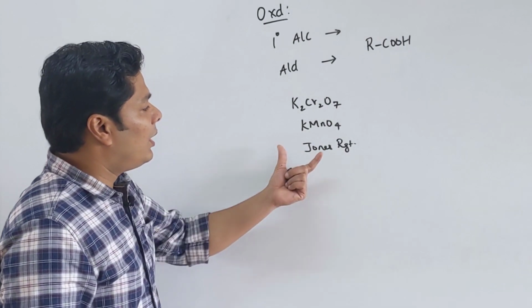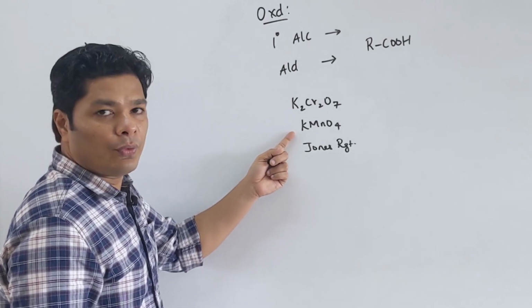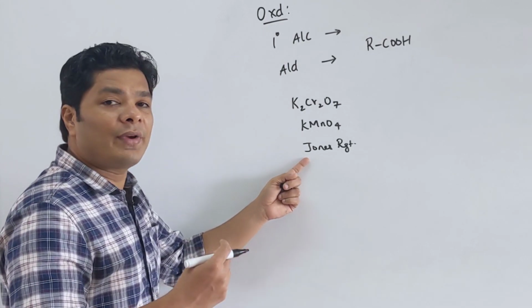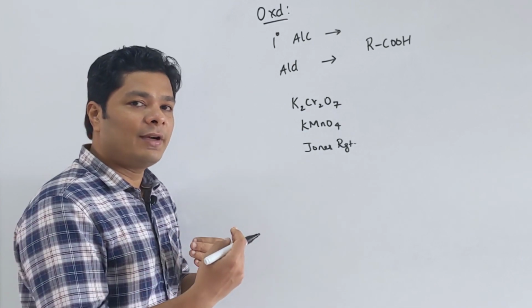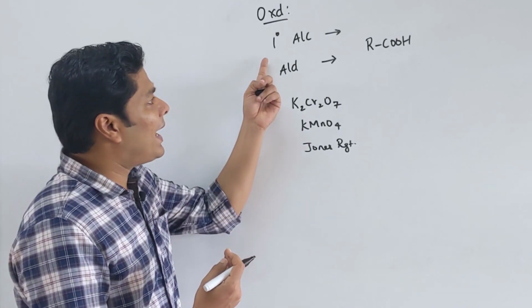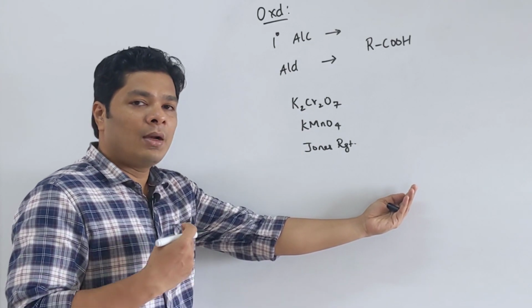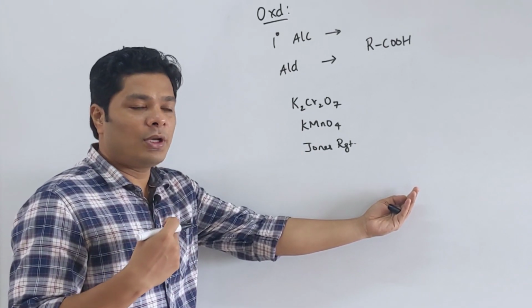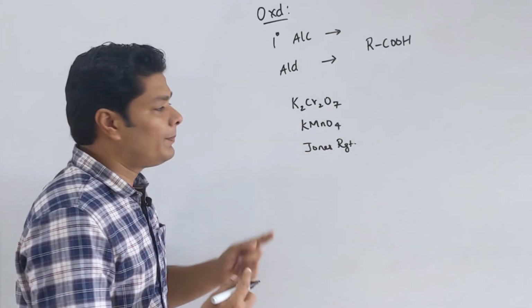Jones reagent. Now the advantage with Jones reagent compared to K2Cr2O7 and KMnO4 is that Jones reagent does not affect a double bond or triple bond present in the molecule. So if a molecule is given and you want to convert just the alcohol or aldehyde group present in the molecule and not touch the double or triple bond present elsewhere, then you use Jones reagent. Otherwise, these are going to give extremely good results.